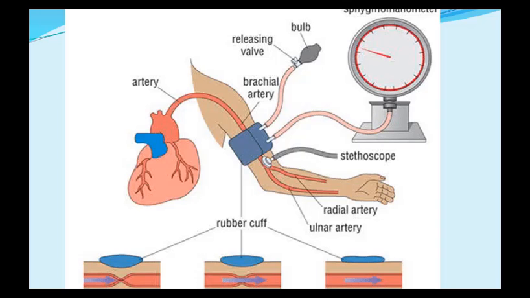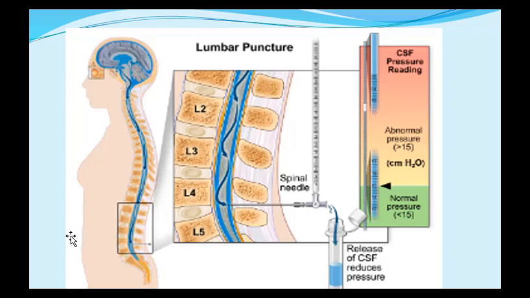Just like this one, which is a way to measure the pressure of the cerebral spinal fluid. The needle here should be at the same level as the gauge, so that you will have an accurate reading. Okay? So that is about blood pressure and how it's measured, and the application of Pascal's principle.